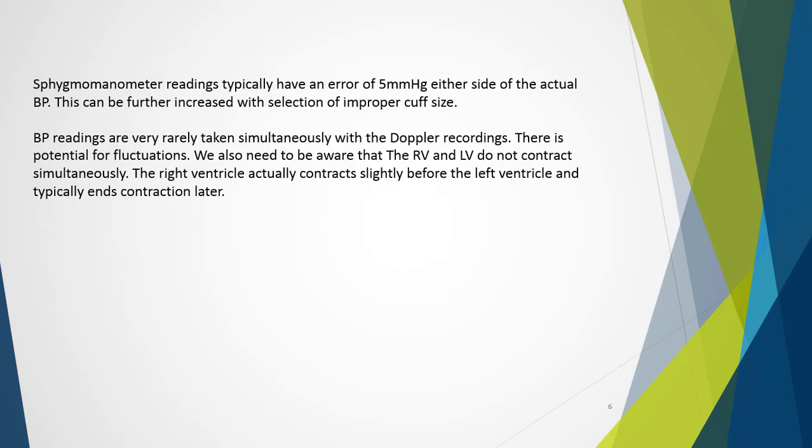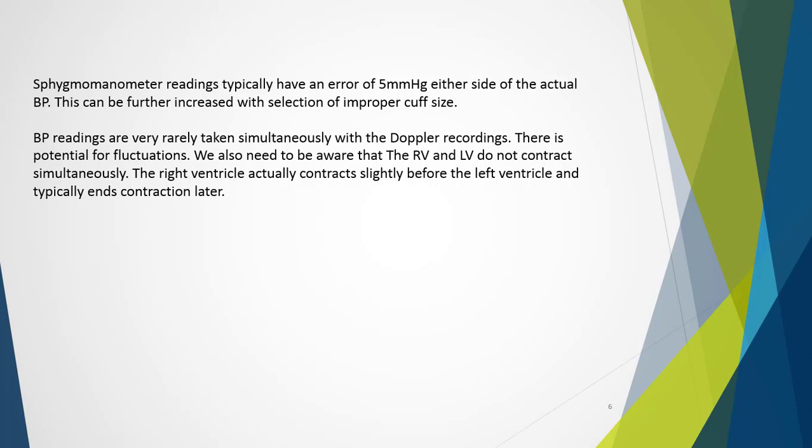The sonographer must also note that sphygmomanometer readings typically have an error of 5 millimeters of mercury either side of the actual blood pressure. This can be further increased with the selection of improper cuff size. Patients may exhibit the white coat effect, where BP is significantly higher when they first enter, and the BP will change depending on whether the patient is sitting, lying, or in the left lateral decubitus position. It is also important to note that recordings of BP are very rarely taken simultaneously with the Doppler recordings, so there is potential for fluctuations.